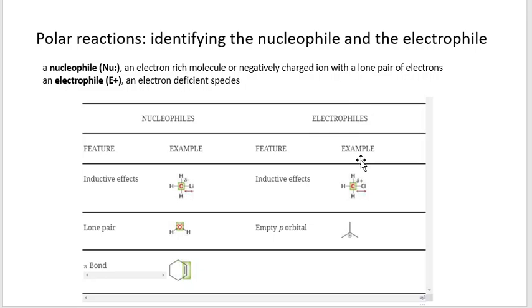On the other hand, electrophiles are either going to be positively charged or electron deficient in some other way. They could have an electron withdrawing group on them that is pulling electron density away from the partially positive carbon in this case. And they could have that full positive charge and have an empty p orbital. In both of these cases, they can accept electrons.